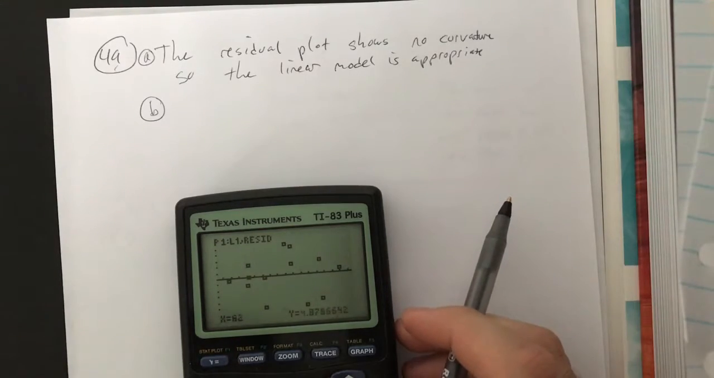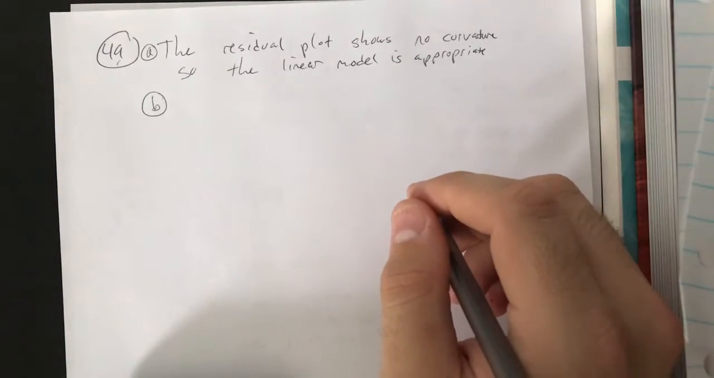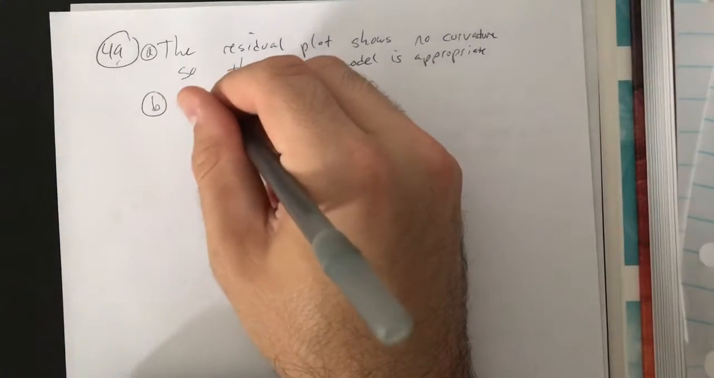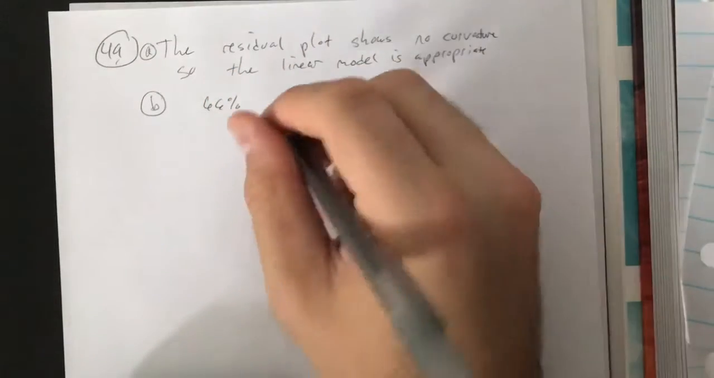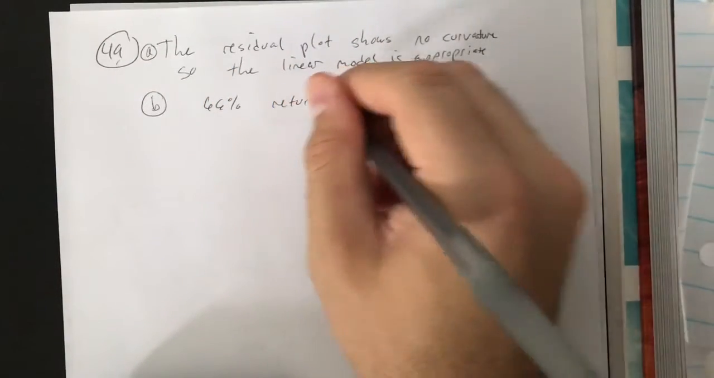All right, so this currently isn't working, but I can tell you that the answer in the book says the point with the largest residual is 66% returning. So 66% returning has the largest residual.